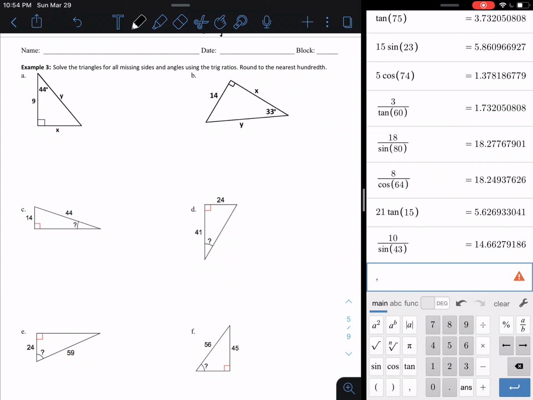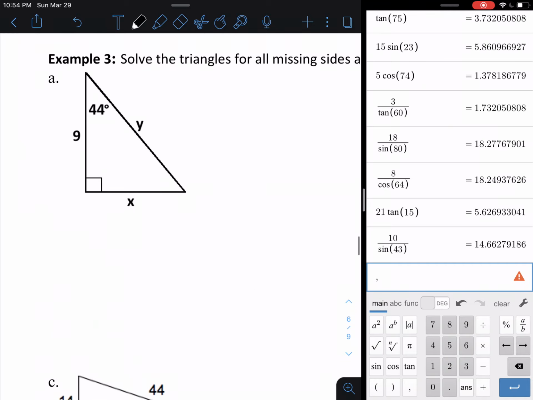Okay, so when you solve a triangle, solving a triangle means you solve for all of the missing sides and all of the missing angles. And you do that using the trig ratios and only what's given to you in the problem. So even though you might find an answer for one of the sides, you won't use that side to find the other side and so on. You'll only use the given information. So let's take a look at example A.